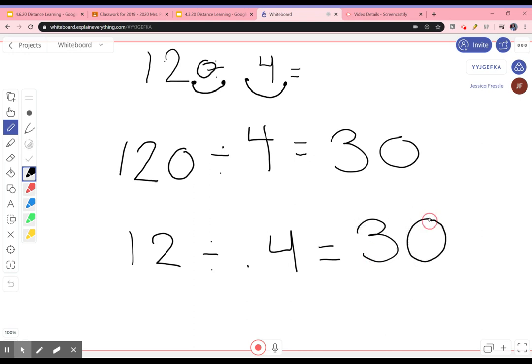So this is a trick to remember when we're dividing a whole number by a decimal. I want you to remember that when we're dividing a whole number by a decimal, it is different than when we're dividing a decimal by a decimal or a decimal by a whole number. So don't forget that.